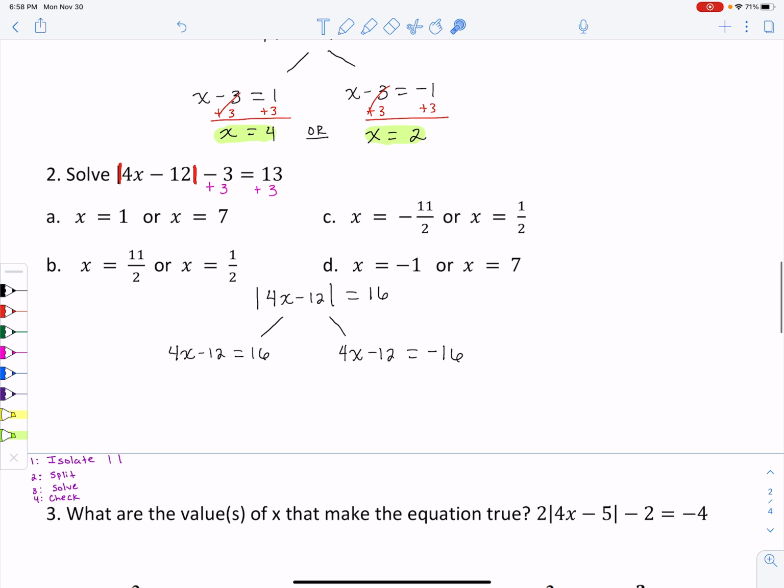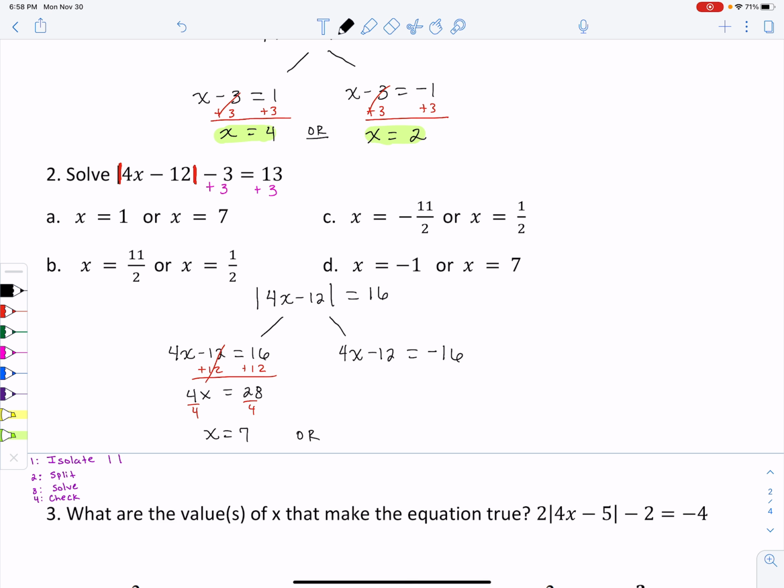Just get x by itself now. So let's start with this one. First, add 12 on both sides. So that'll give me 4x equals 28. Divide by 4. So x equals 7. There's my first answer.